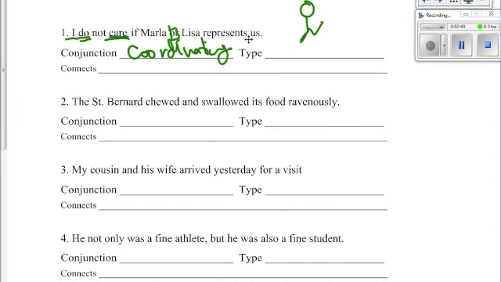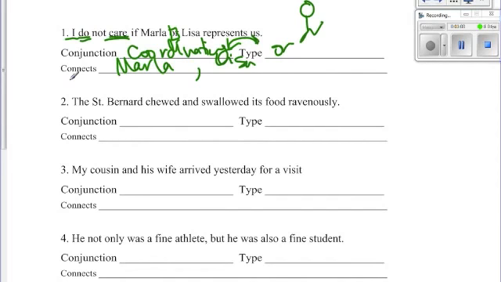Sorry, the conjunction is or. The type is coordinating. What does it connect? Well, it connects Marla to Lisa, if it's Marla or Lisa. So here I would write Marla, Lisa.